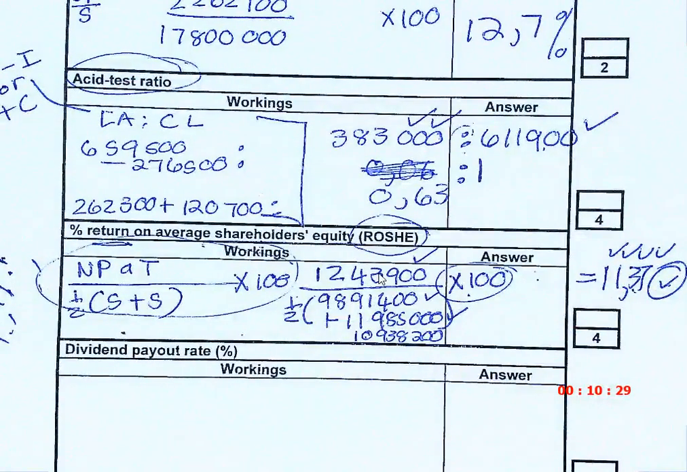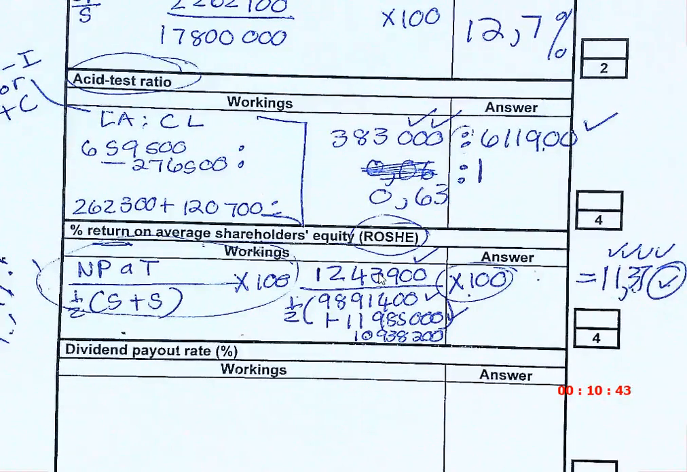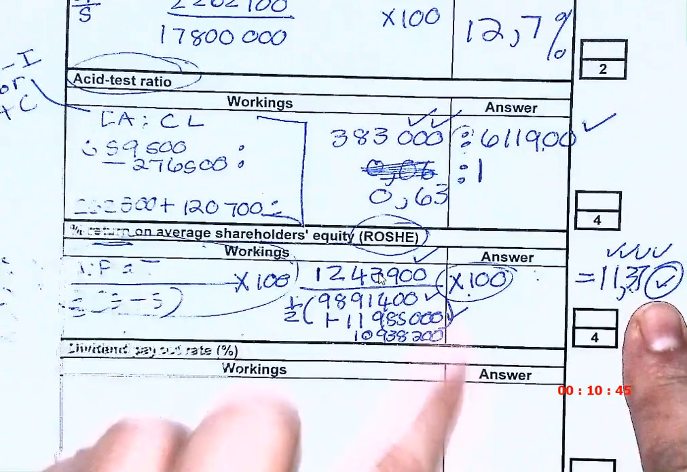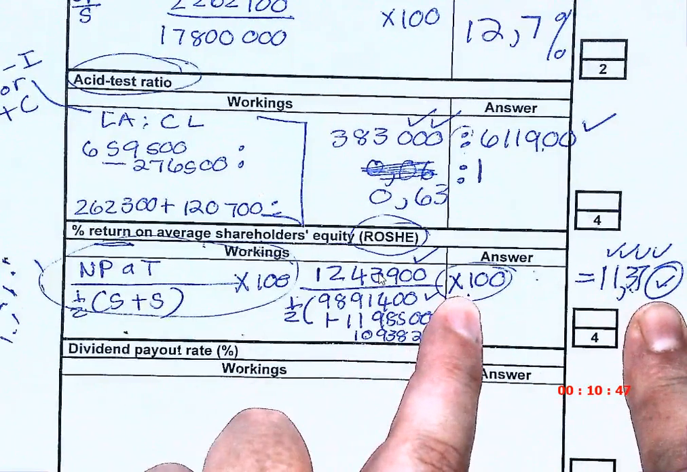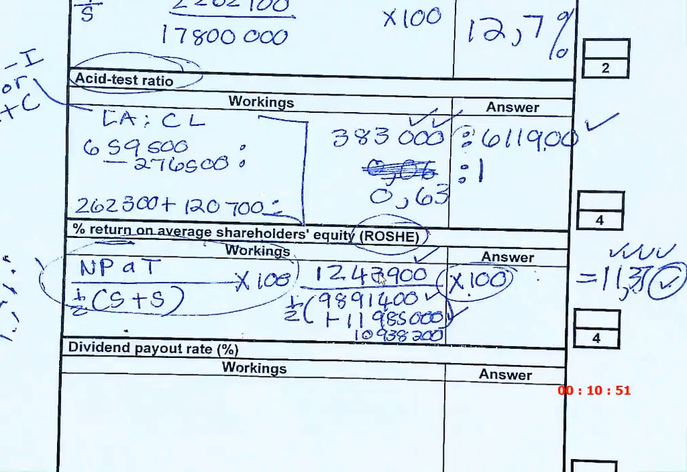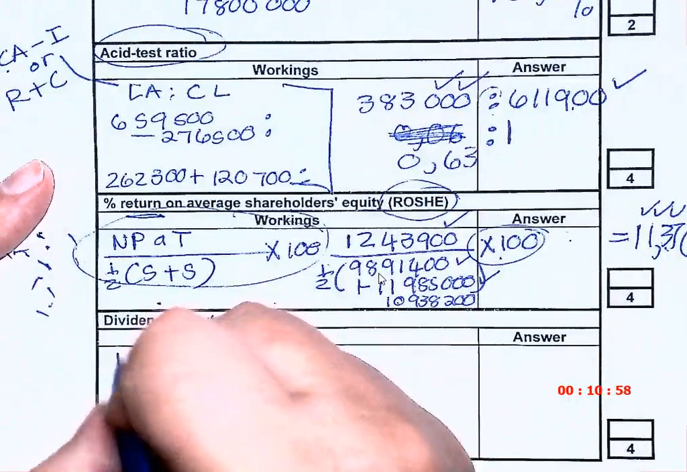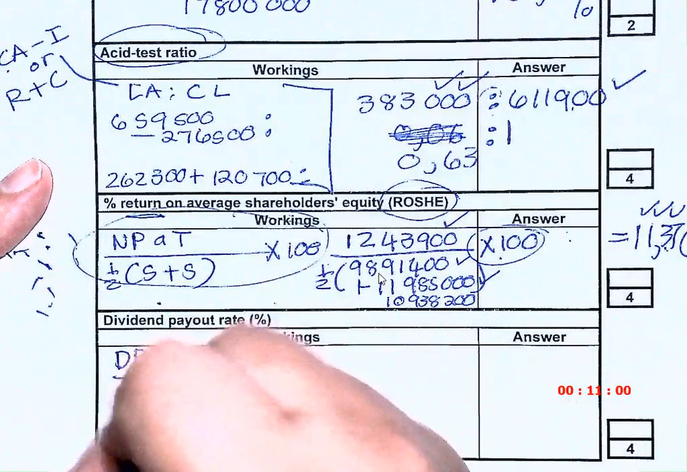Let's do the dividend, yes? Is it necessary to have the units, like the percent? No. They don't mark the signs anymore, but they do say you need to show the times 100, because that indicates that you know it's a percentage. Okay. So dividend payout rate. Dividend payout rate is your DPS over your EPS.